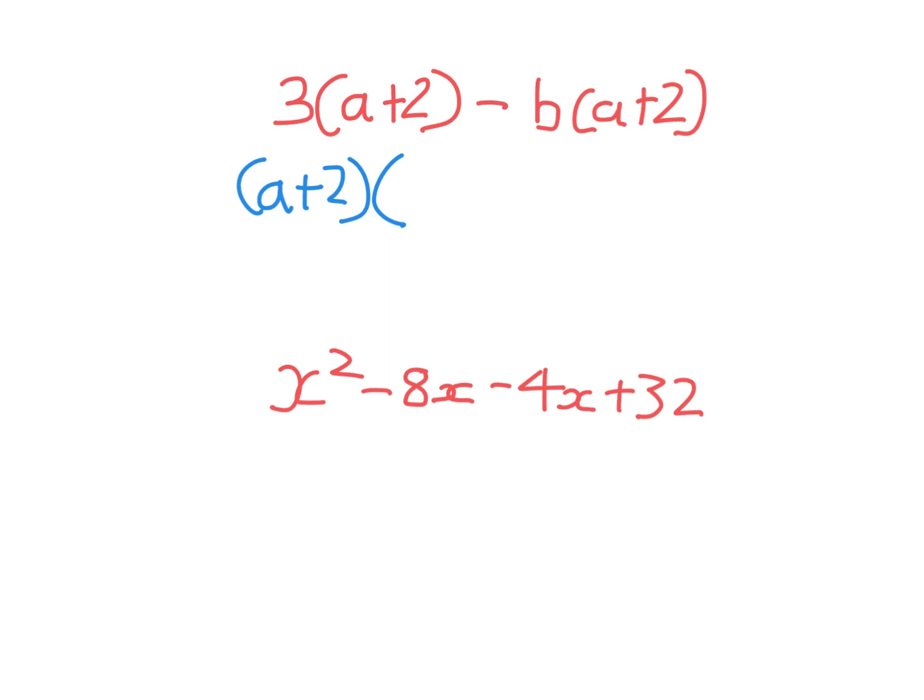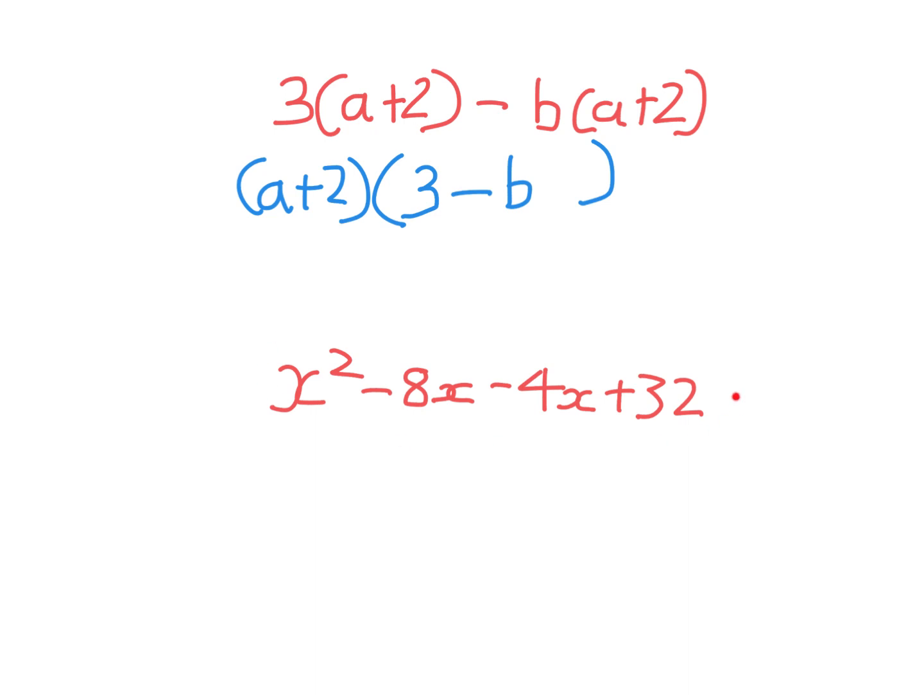Now, same idea as what we're doing on the previous slide. What do we times by this highest common factor to get the first thing? Well, a plus 2 is being multiplied by 3, so I'll put a 3 in there. What do I multiply by a plus 2 to get the second thing? Well, in this second term, a plus 2 is being multiplied by negative b. So this here can be further factorised into something like this. If you were to expand this and expand this, you would get exactly the same answer.